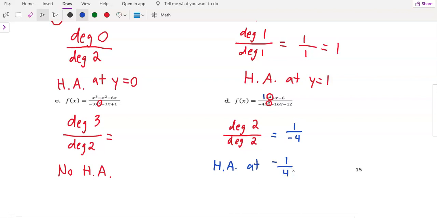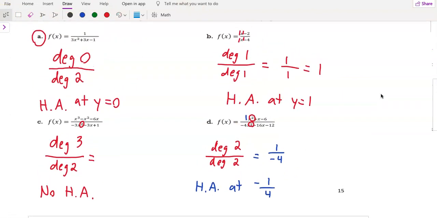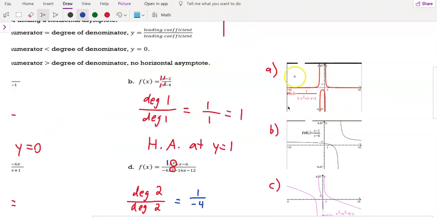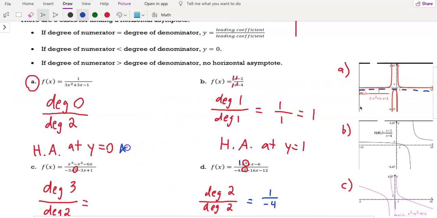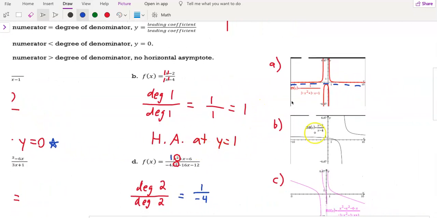And now we can go ahead and check all these by actually graphing them. If we look at a graph of this first one, letter A over here, you can see that we have a horizontal asymptote right here at y is equal to 0. So we know that y equals 0 is correct. In letter B, we have a horizontal asymptote at y is equal to 1.